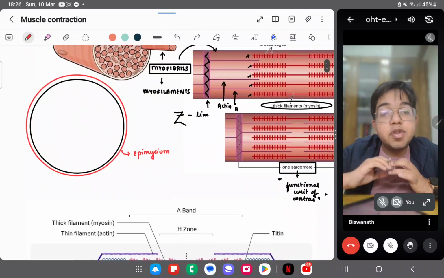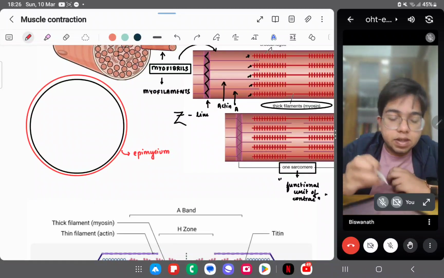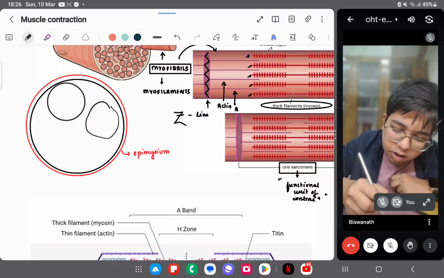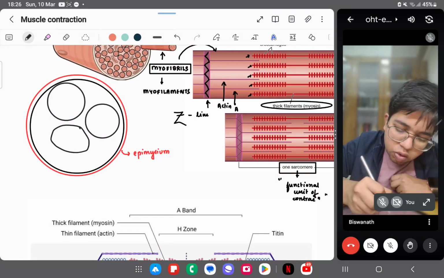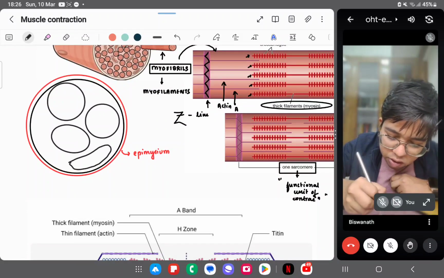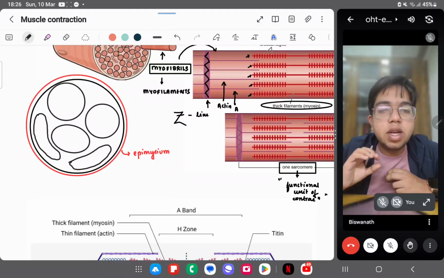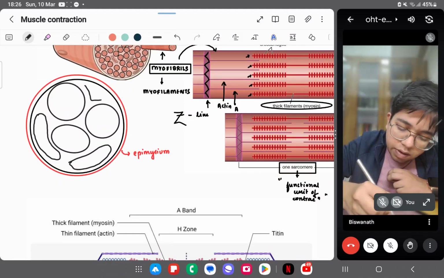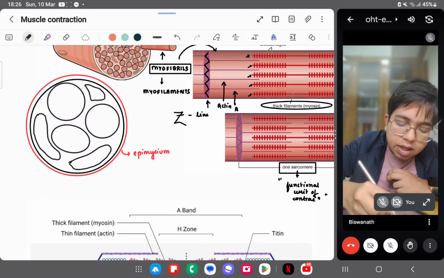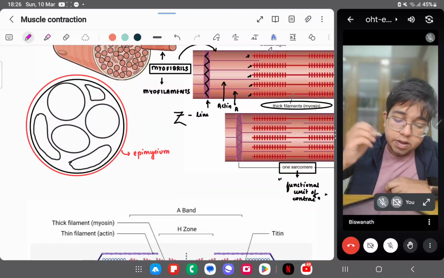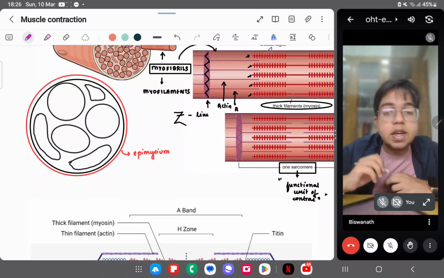So muscle, we told, is a collection of fascicles. Let's draw the fascicles. There is 1, 2, 3, 4, 5. All are not circular in nature. Variable shaped fascicles are there, so no need to point out mistakes. So these are your fascicles.